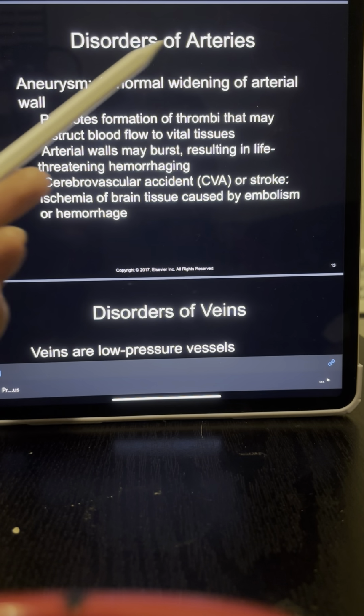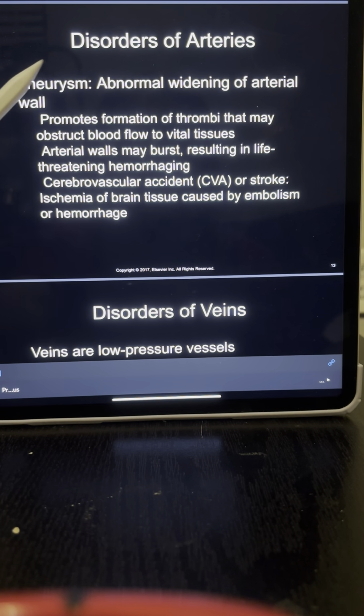An aneurysm is an abnormal widening of your arterial wall, which promotes formation of thrombi that may obstruct blood flow to vital tissues. Thrombi are blood clots. If we have a blood clot in the way, then my blood is not going to get through to the rest of my organs.